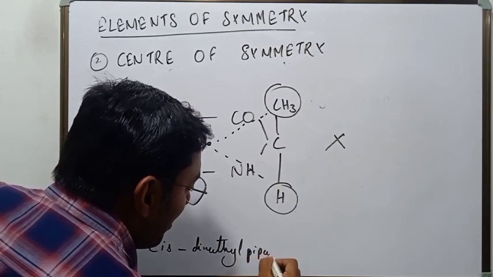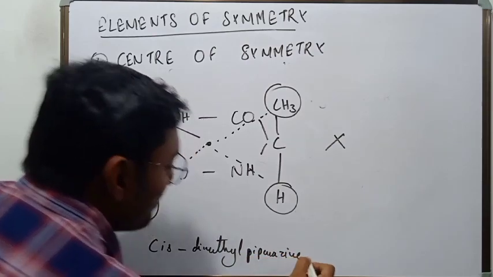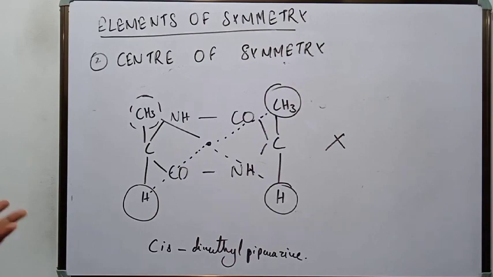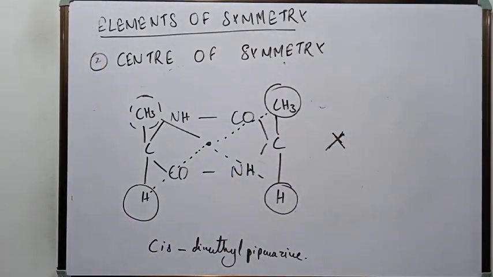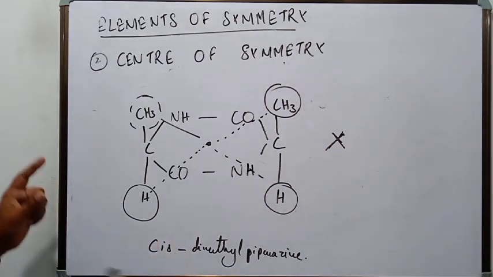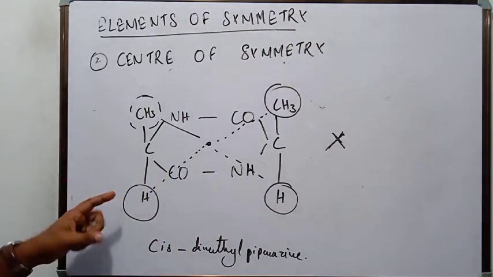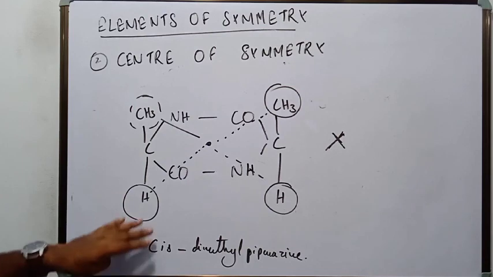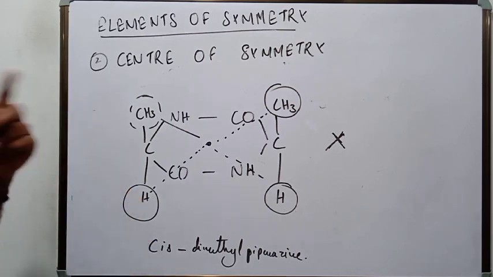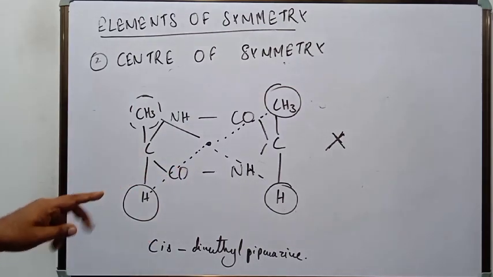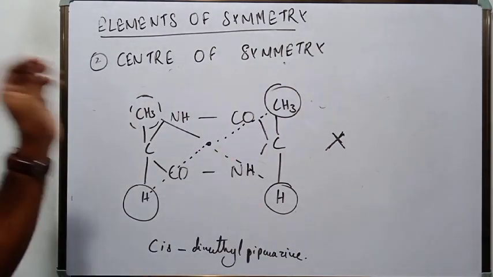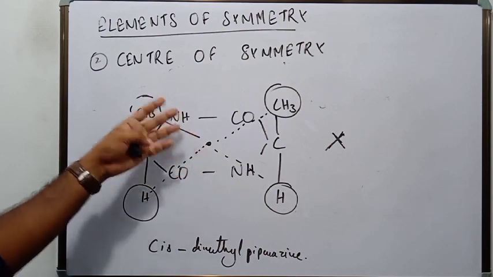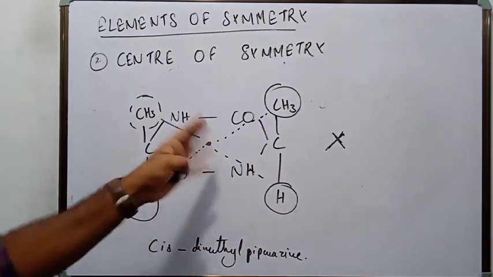Cis dimethyl piperazine is an overall chiral compound because it does not have any plane or center of symmetry. There is no center of symmetry here. Whereas trans dimethyl piperazine, the compound that we drew before this, had a center of symmetry. But the cis isomer doesn't have any center of symmetry because it's not meeting similar groups on opposite ends.